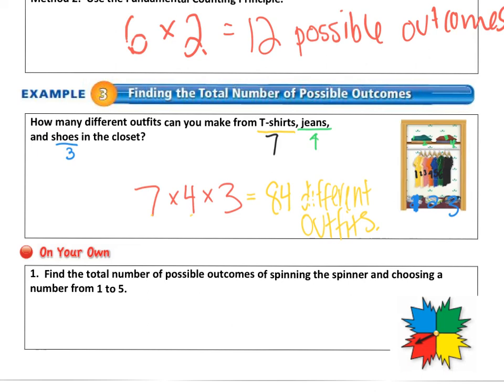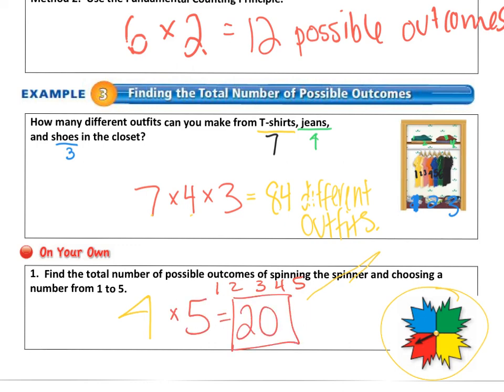Okay. We have one more example just to make sure you understand this fundamental counting principle. Okay, so it says find the total number of possible outcomes of spinning the spinner that's shown right here, and choosing a number 1 to 5. Okay, so if you spin the spinner, there are 4 possible outcomes, and if you choose a number 1 to 5, 1, 2, 3, 4, 5, there are 5 options. So 4 times 5 is 20. So you get 20 possible different outcomes.